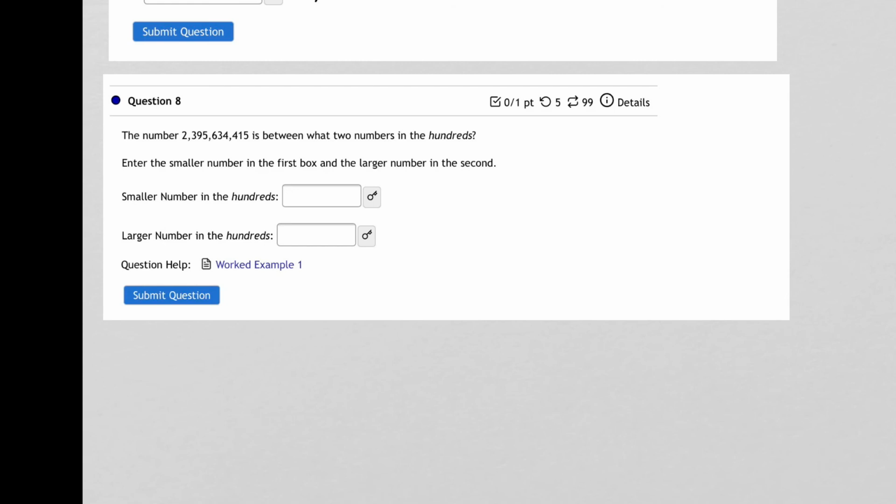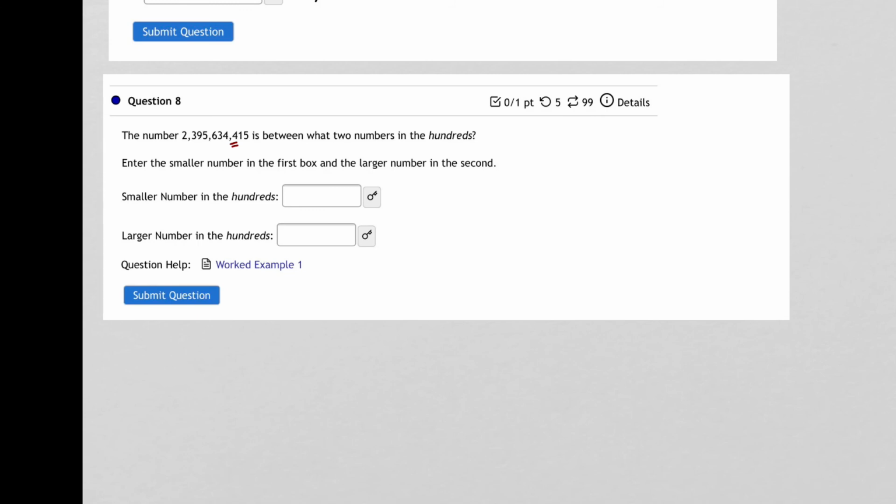2,395,634,415 is between what two numbers in the hundreds? So we have to look at, first of all, what digit is in the hundreds place? That's the 4 here, right? So we want the smaller number in the hundreds and then the larger number in the hundreds. So what number is it between?